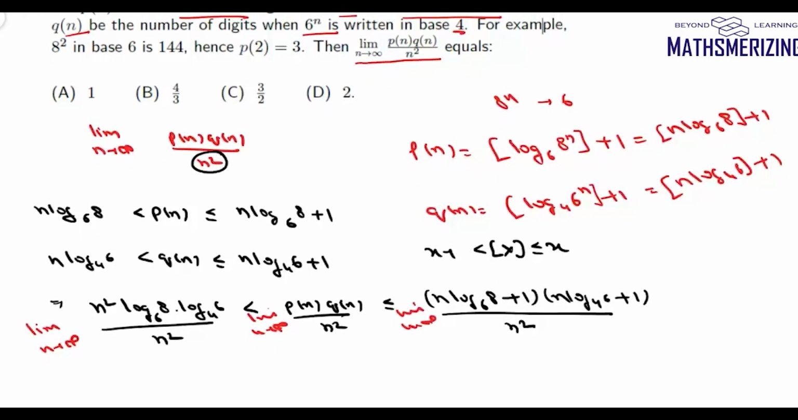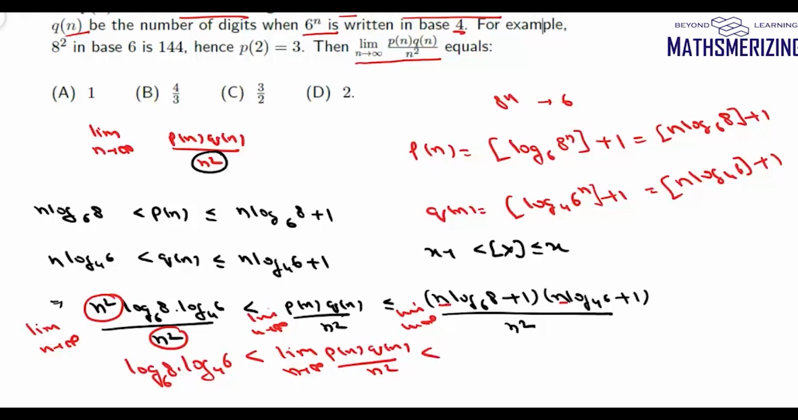Now since it is an infinite limit, the highest power of n in the numerator and denominator is 2. So the answer to this left hand limit will be simply log 8 base 6 into log 6 base 4. And here it is the limit n tends to infinity of Pn Qn by n square, and here also the highest power is n square. So here also this limit will be log 8 base 6 into log 6 base 4.